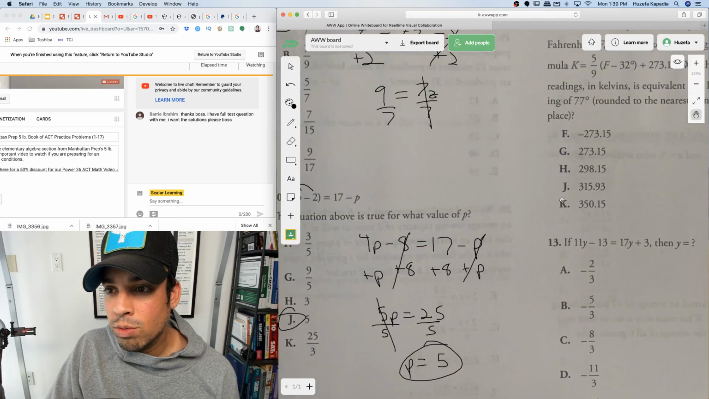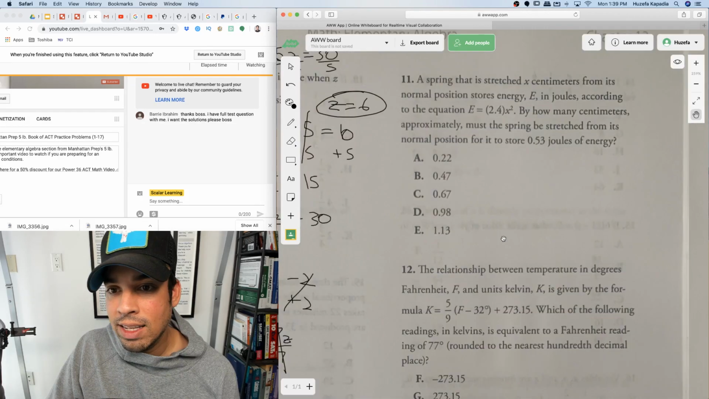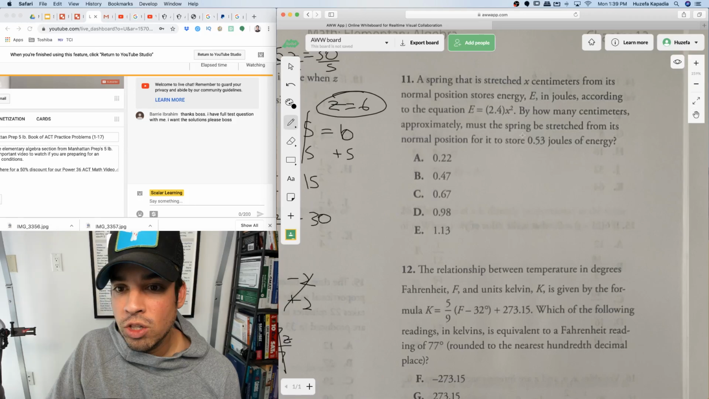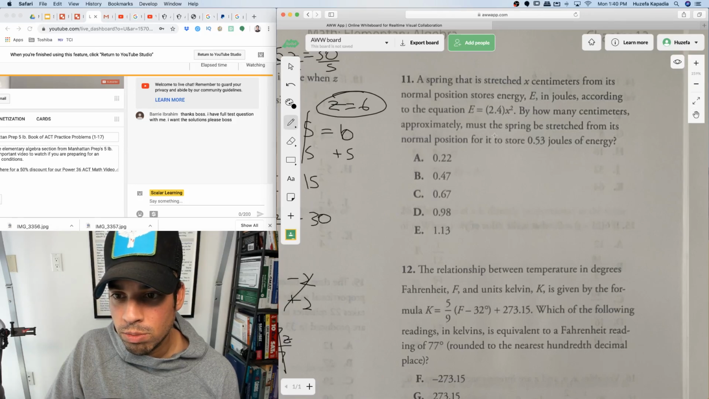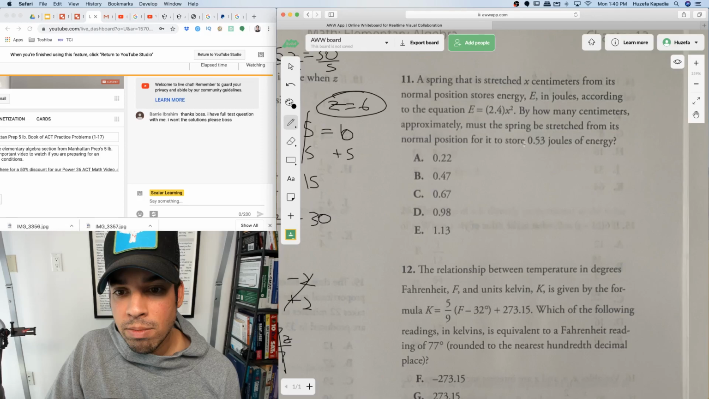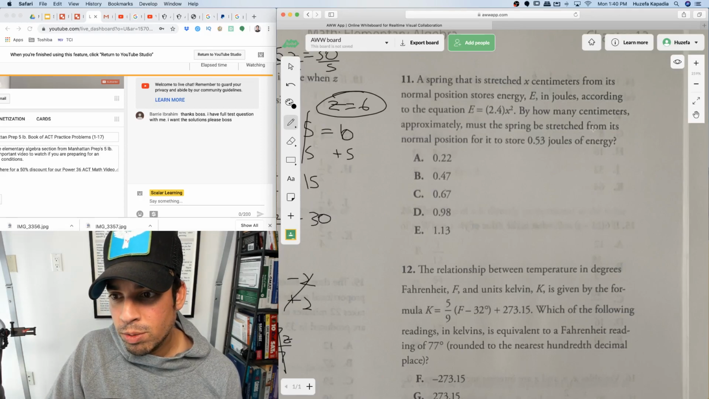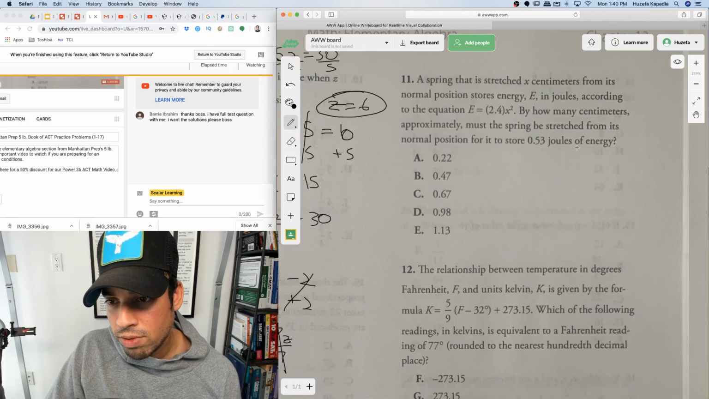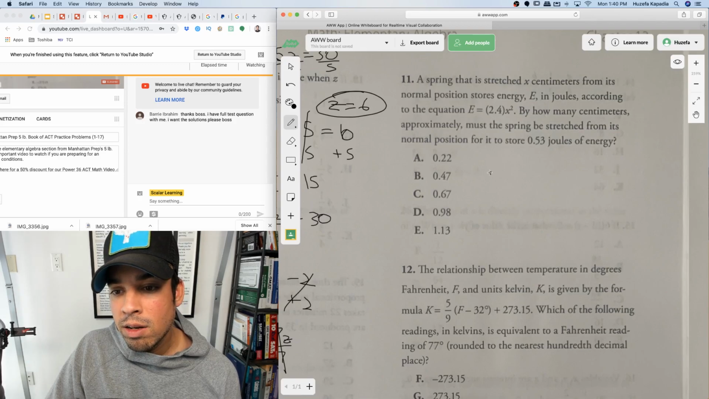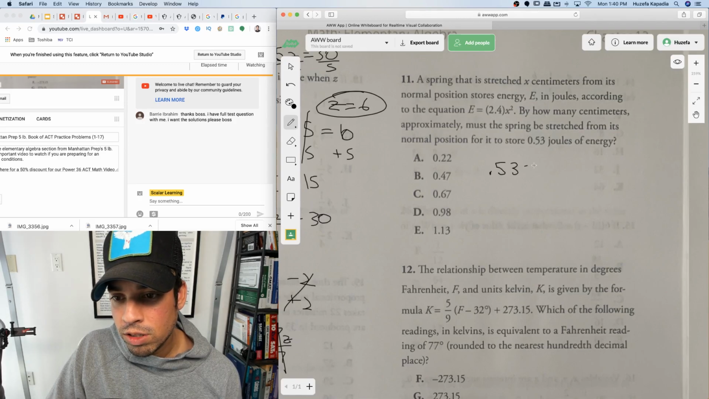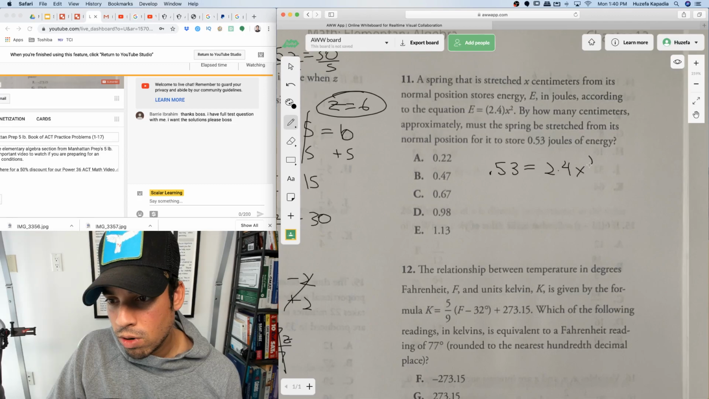All right, next we have 11. A spring that has stretched x centimeters from its normal position stores energy E in joules according to the equation. By how many centimeters approximately, x, must the spring be stretched from its normal position for it to store 0.53 joules of energy? Aka plug and chug. 0.53 is my E times 2.4 x squared, and we solve for x squared. Let's divide both sides by 2.4.